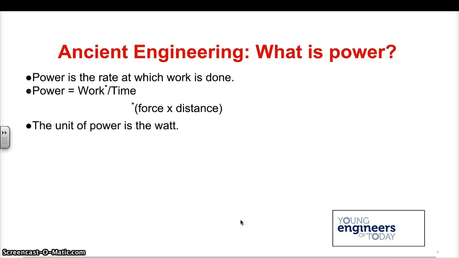Now, ancient engineering, what is power? Power is the rate at which work is done. Power equals work divided by time. We remember this becomes a complex equation because work is made up of force times distance. We measure power in the unit of watts. There are some practice problems, and this helps you do the equation as well as the inverses. Sometimes you would have to find the work or find the time, and you'll be using multiplication there instead of division. Same goes with the work practice problems as well.